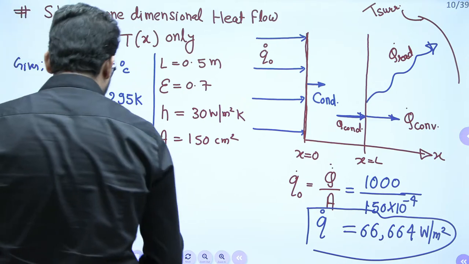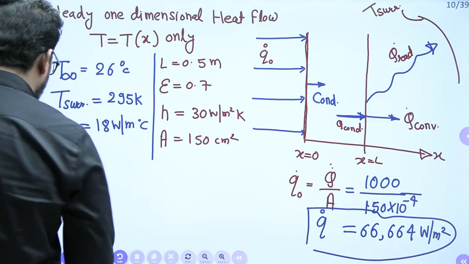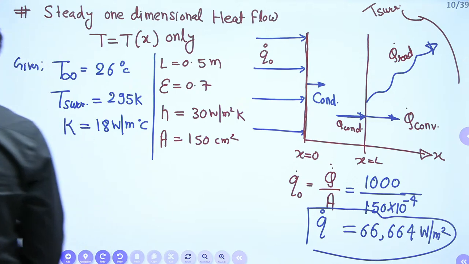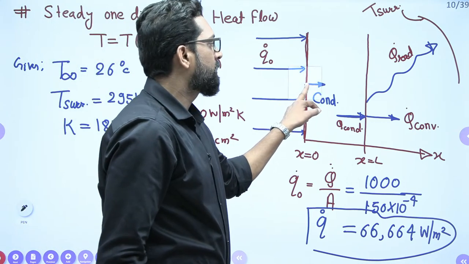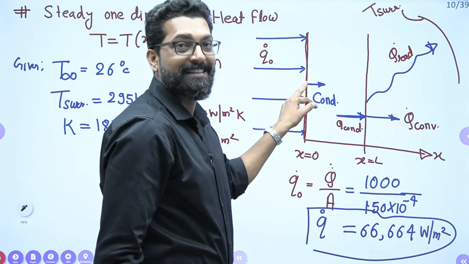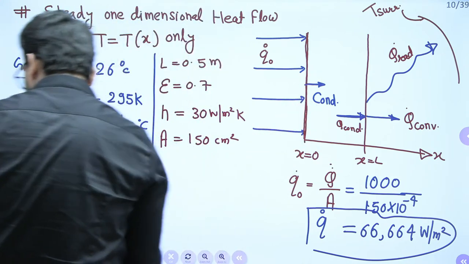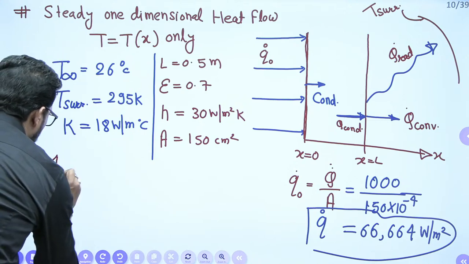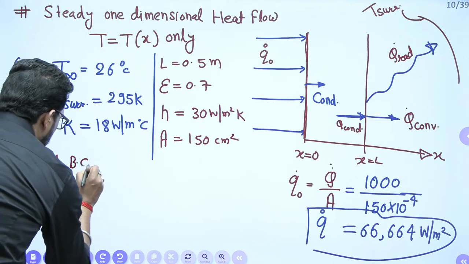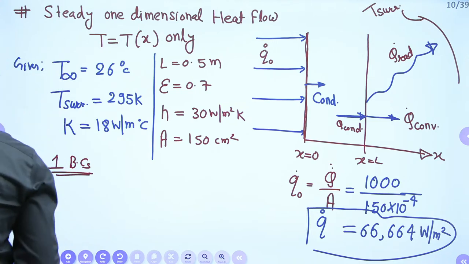This is your heat flux. Now apply the first boundary condition. What is the first boundary condition, beta? See, at this point there is conduction. So what is the conduction here? First boundary condition, beta. What is the first boundary condition?